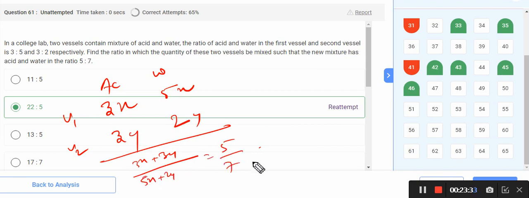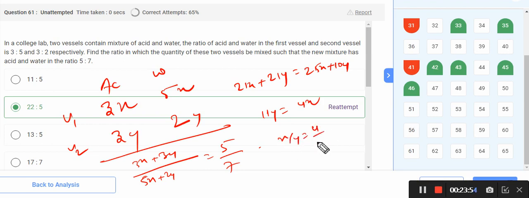This will become 5:7. So let's solve this equation first. So 21x plus 21y is equal to 25x plus 10y. After solving this, we get 11y equals 4x. So x by y will be 4 by 11. Now what they have asked is to find in what ratio. So we have taken x units from vessel 1, and we have to find out how much quantity we had taken from vessel 1 and vessel 2 to make this mixture, right?